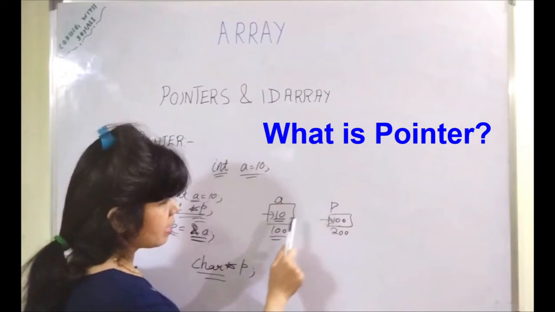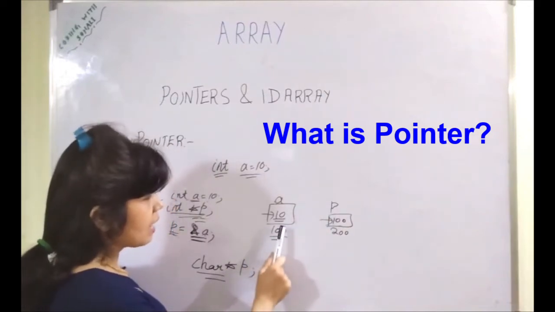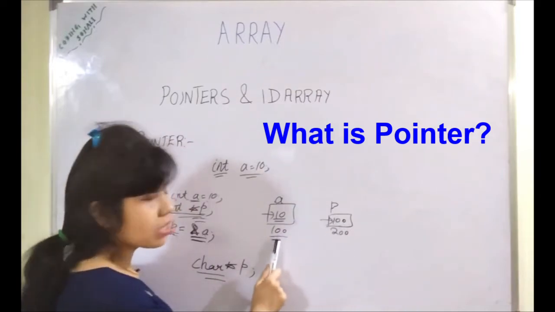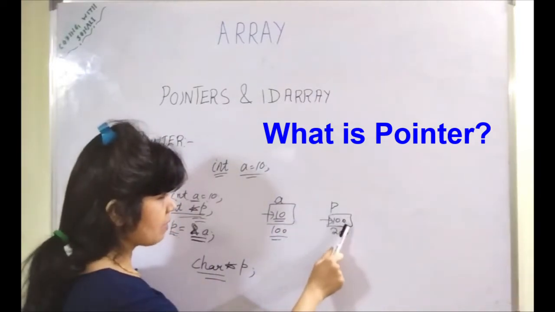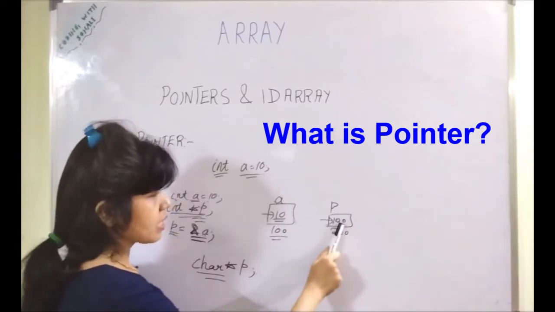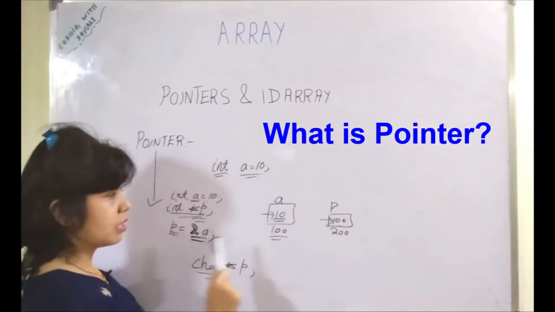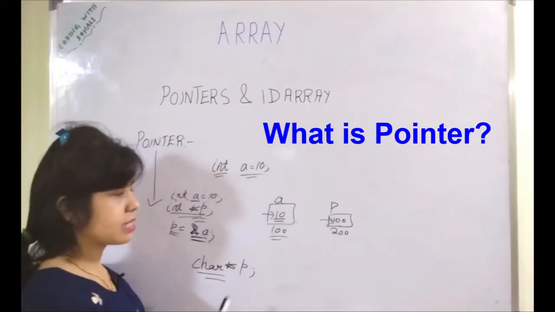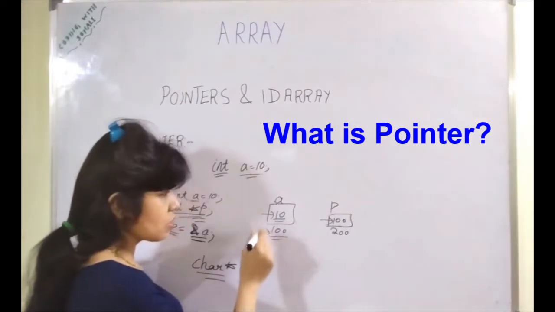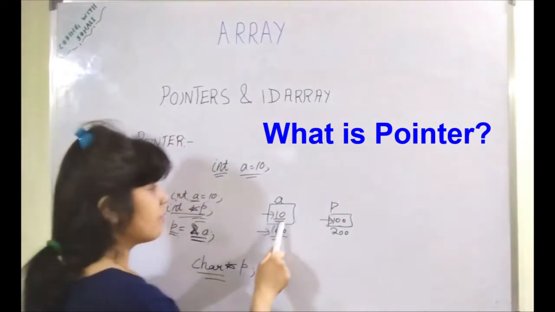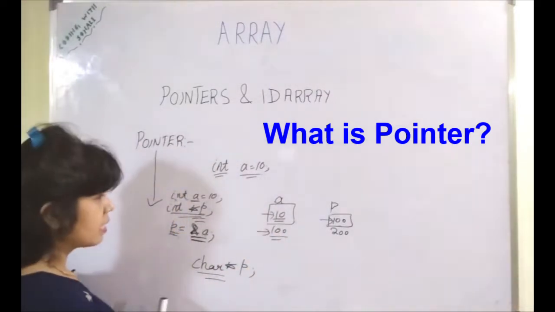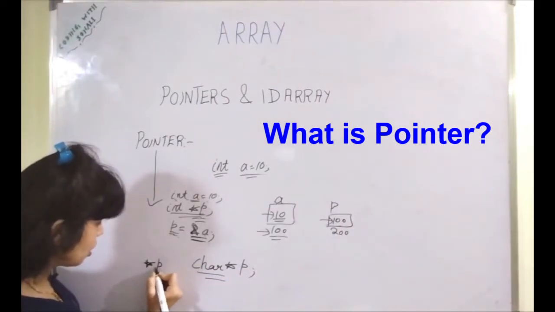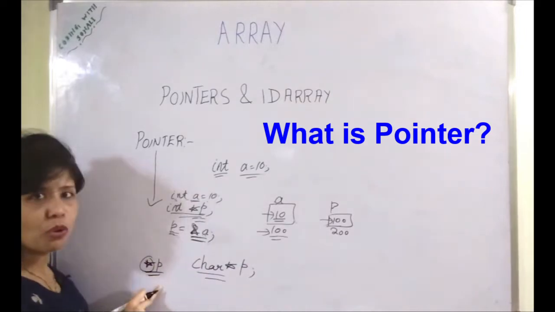The pointer has the address of the variable a, and I have to access the value at this address. This address is 100. p has the value 100, which is the address of the other variable. Now that we have access to the address of that variable, how do we access the value of that variable through that address? Through the pointer, simply by using the indirection operator, that is, star before p.